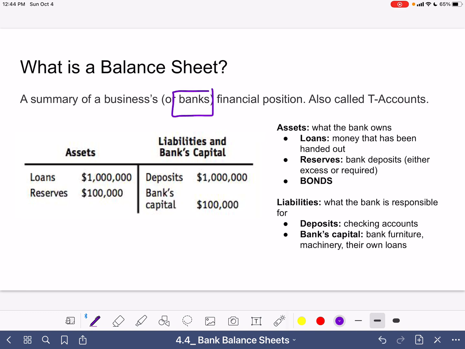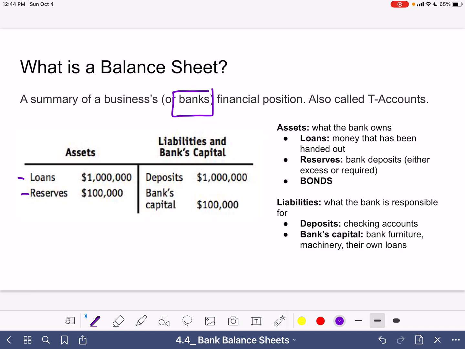They're also called T accounts. This is just the record keeping that banks use to keep track of money coming in and money leaving a bank. So here's an example of a bank balance sheet. We have assets in one column and then liabilities on the other column. Assets is what the bank owns. So the bank owns these loans and the bank owns these reserves.